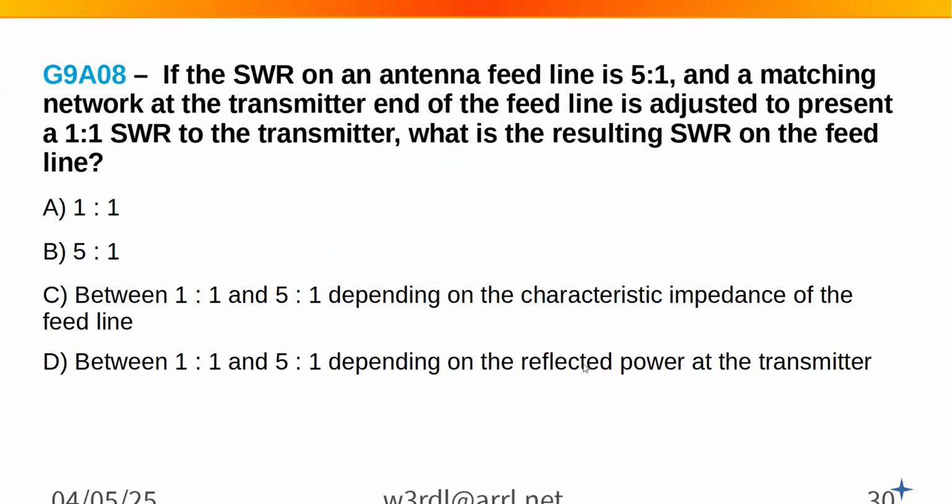If the SWR on the antenna feed line is 5-to-1 and a matching network at the transmitter end is adjusted to present a 1-to-1 SWR, what's the resulting SWR on the feed line? Trying to figure out what they're asking. I think they're trying to trick you. Yes, they are.